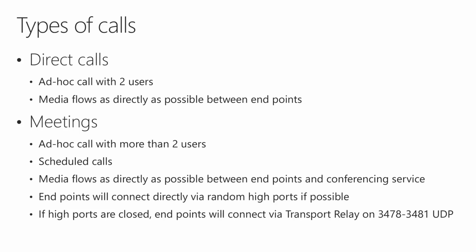Endpoints will connect to this conferencing service directly if the high ports are open. So if I have an endpoint on the internet, they will just go over the high ports directly to this conferencing service that's sitting in Office 365. If the high ports are closed, then the endpoints will connect via the transport relay on the ports that we talked about before, 3478 through 3481 UDP.